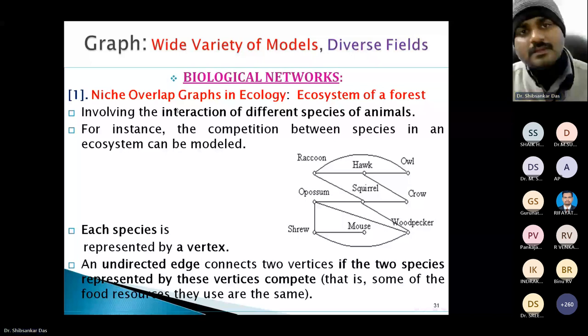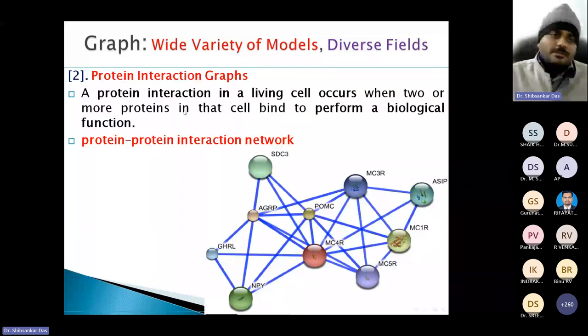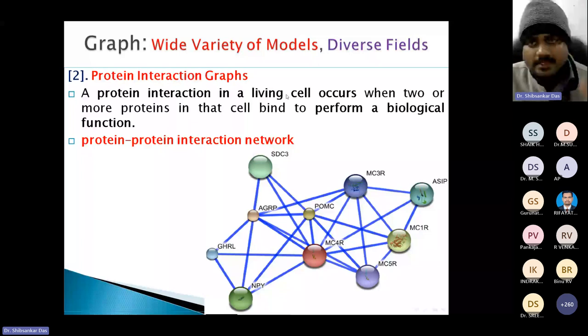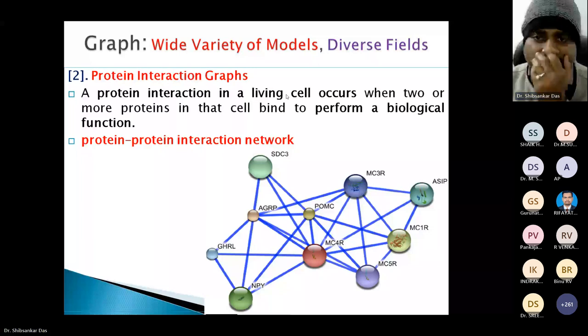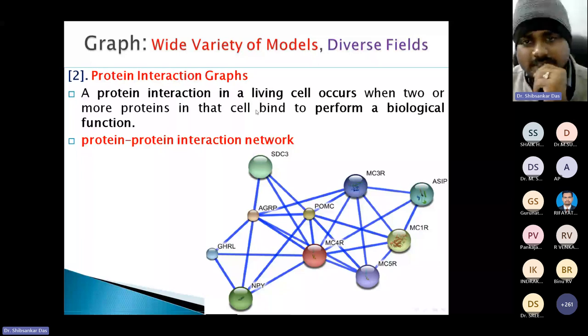Okay. Second, in biological networks, one can find the protein interaction graph, a protein interaction graph in a living cell. There are several cells in different living animals, human beings, and so on. Protein interactions in a living cell occur when two or more proteins in that cell bind to perform certain biological functions.